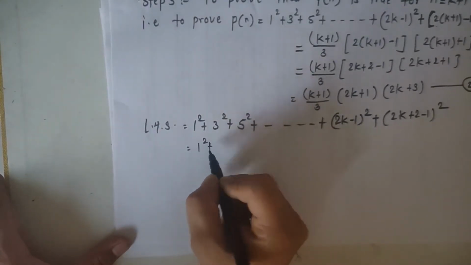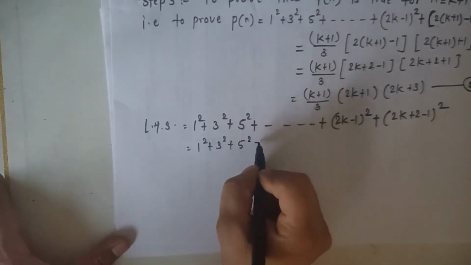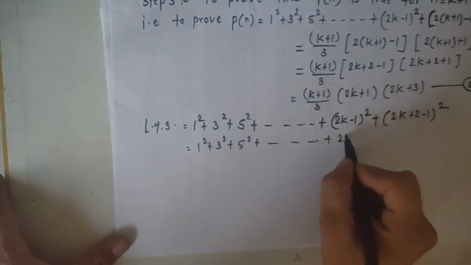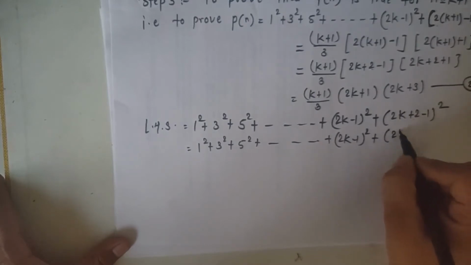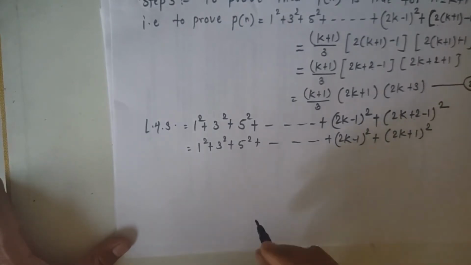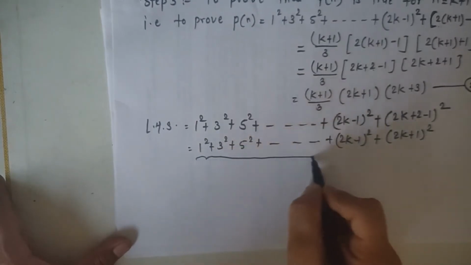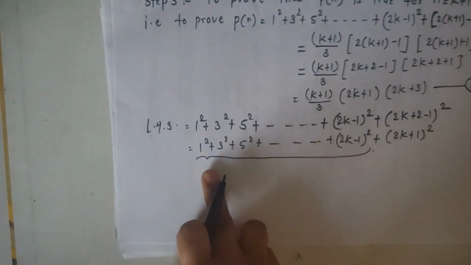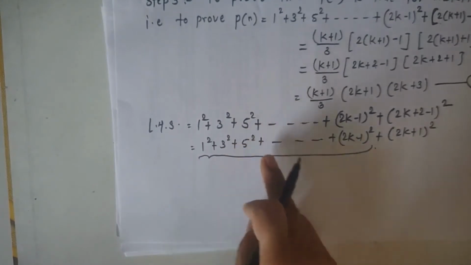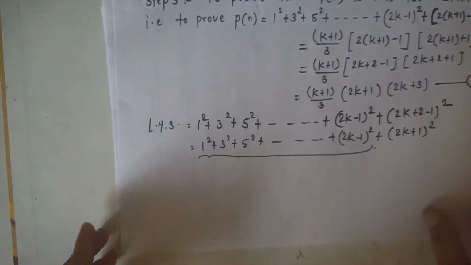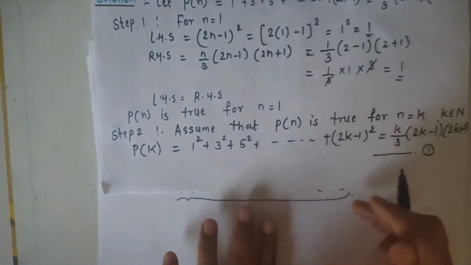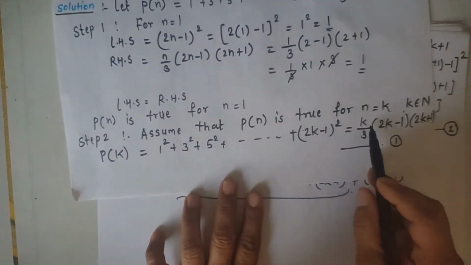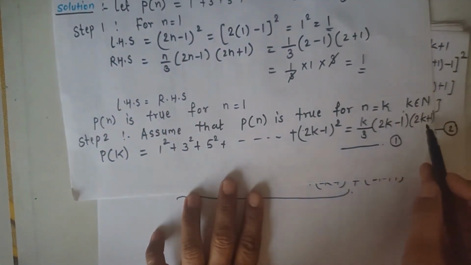So in this way we get 1 square plus 3 square plus 5 square plus up to (2k minus 1) square plus (2k plus 2 minus 1), that is (2k plus 1) square. From equation number 1, we know the addition of 1 square plus 3 square up to (2k minus 1) square. This addition, we have already found, is k by 3 into (2k minus 1) into (2k plus 1).